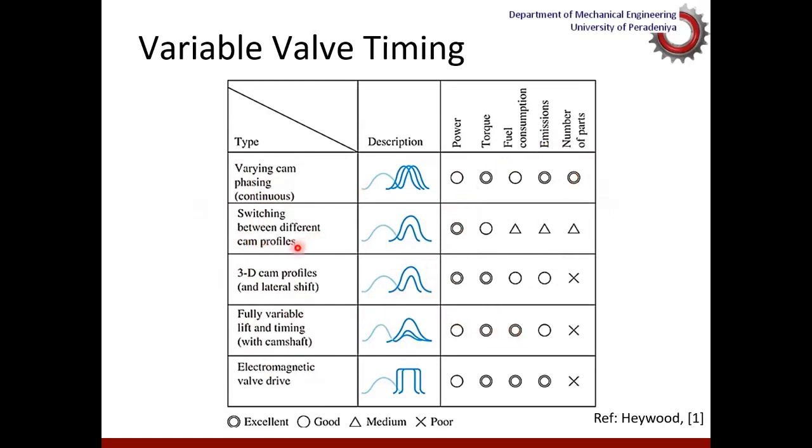For example, switching between different cam profiles is very good or excellent for power, but very poor for emission control. On the other hand, varying cam systems are not that good as far as power production is concerned, but much better in torque production as well as emissions. So likewise, each system has its own advantages and disadvantages. These technologies are currently used in commercial engines.